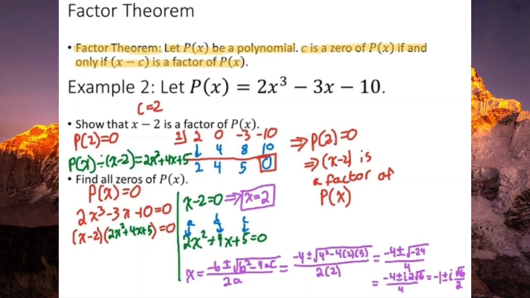So my other two roots would be negative 1 plus i root 6 over 2 and negative 1 minus i root 6 over 2. So altogether, I do have 3 zeros, one that's real and the other 2 that are imaginary. If you recall from 2 sections ago, a degree 3 polynomial will have 3 complex zeros when we account for multiplicity. Since we have 3 complex zeros, we did successfully find all of the zeros of our polynomial.